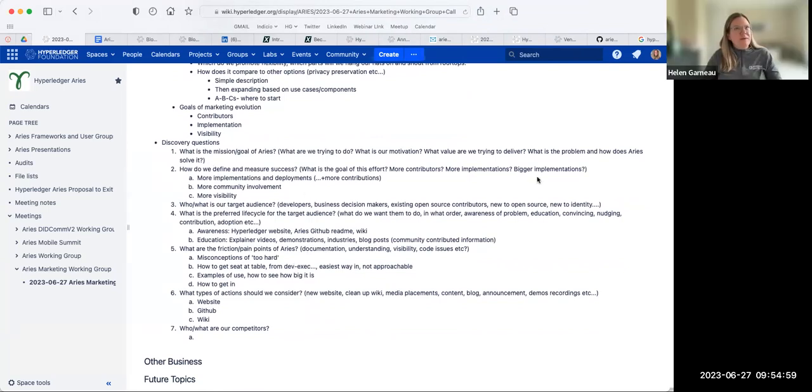I was going to say, the question about what does Aries solve for? What is the problem that the market is looking for? That's the problem, and Aries is the solution. And for what we talk a lot about in my company, it's two companies trying to communicate with one another, where a direct integration has an atrocious roadmap that's going to take forever. It's going to take years before they can actually share data.